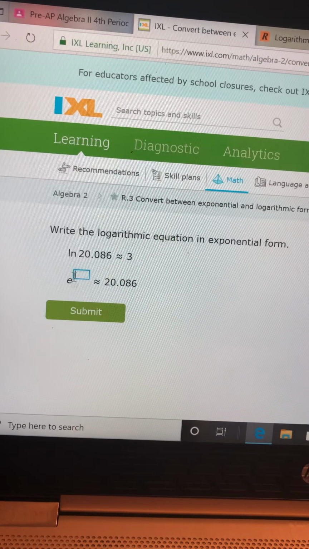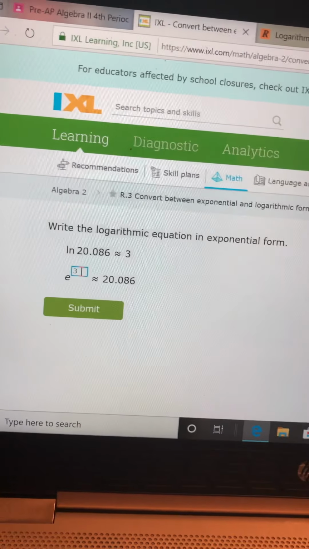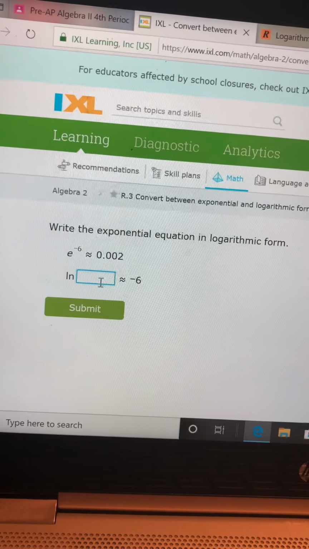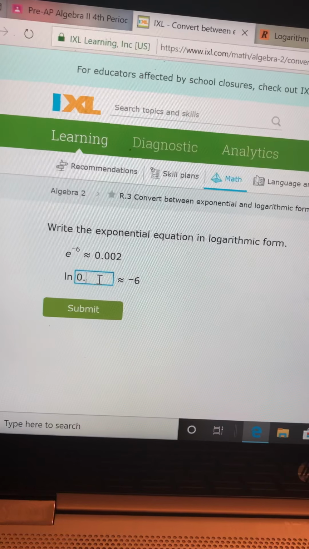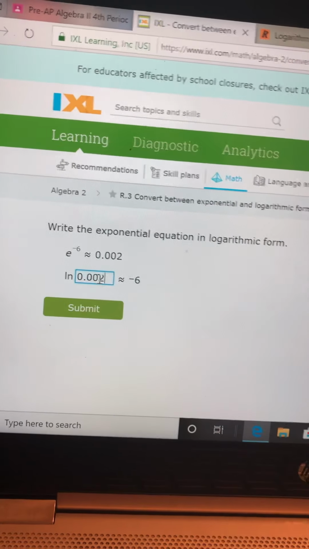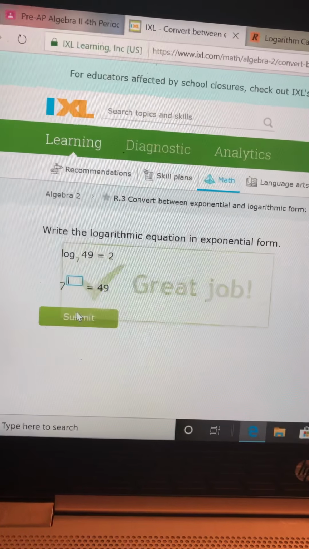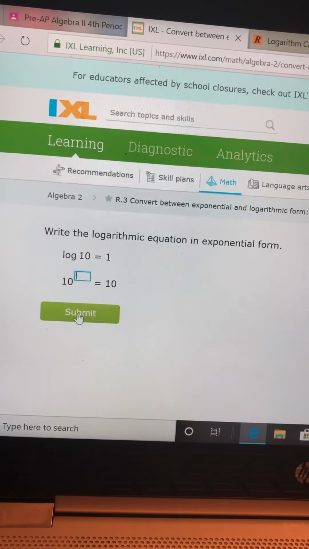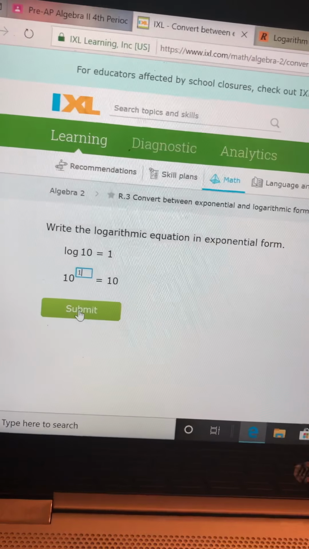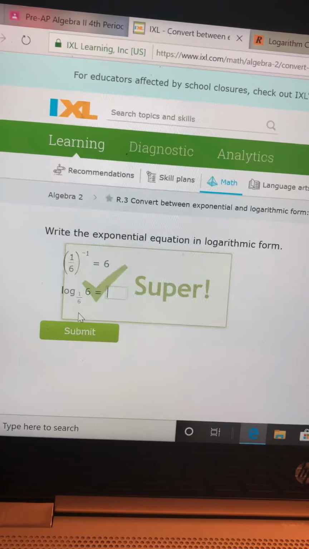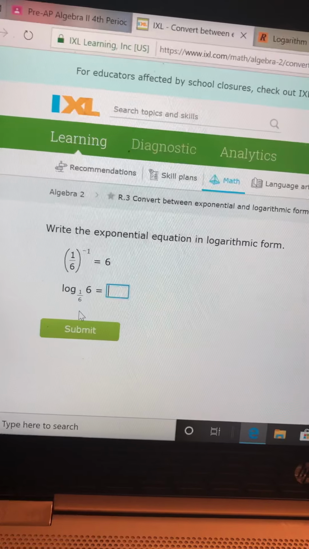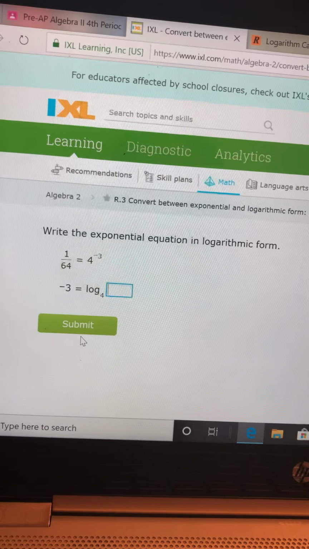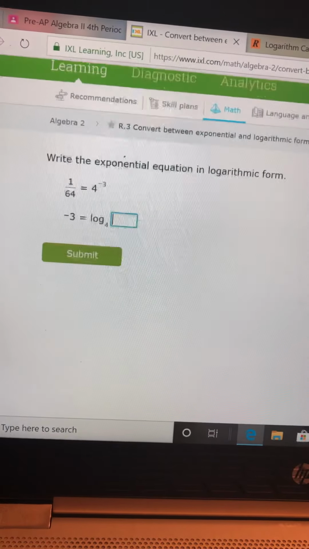Alright, ln and e are the same thing. It's the 3. 3 hasn't been used. Here it's 0.002. 7 squared is 49. 10 to the first power is 10. -1 here hasn't been used down here. I've already made it up to 64 as my score.